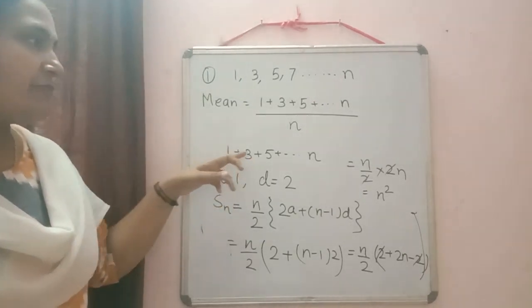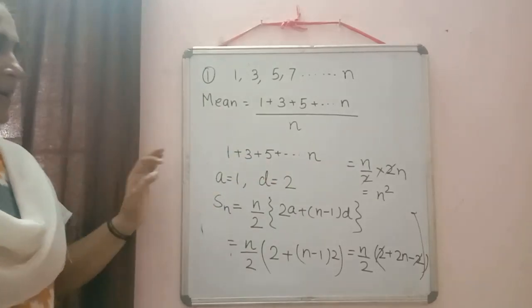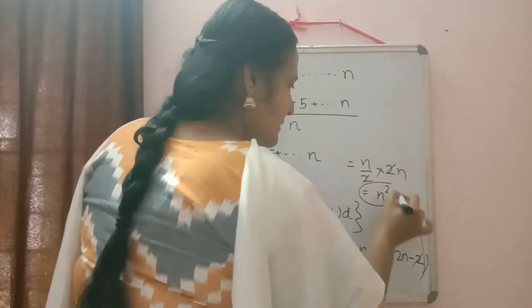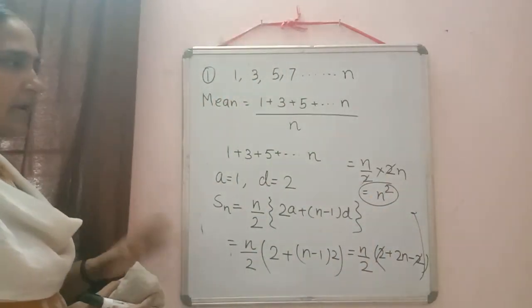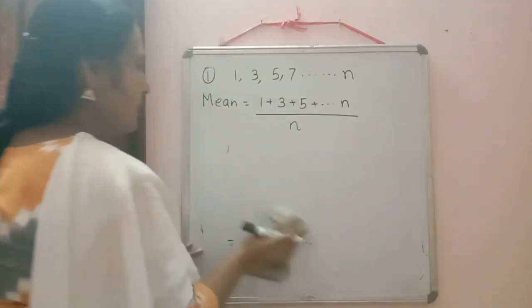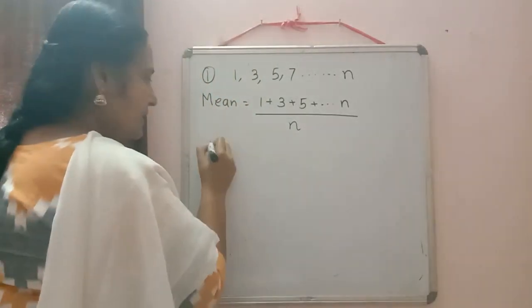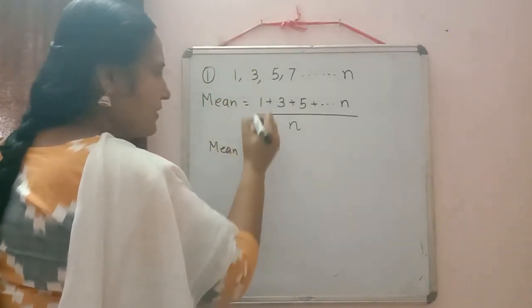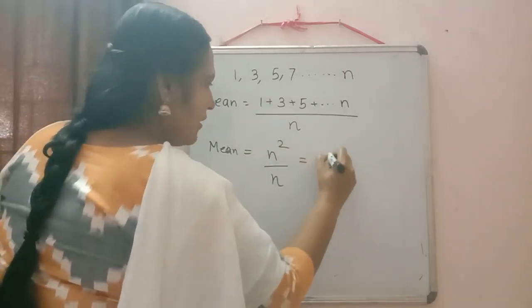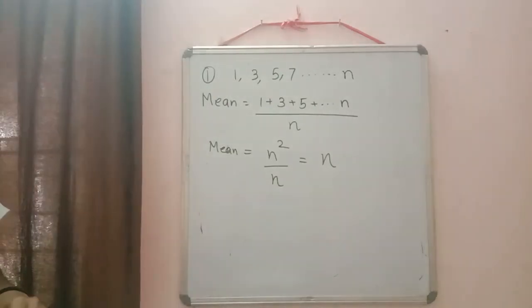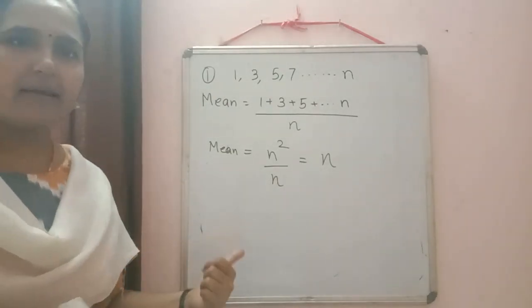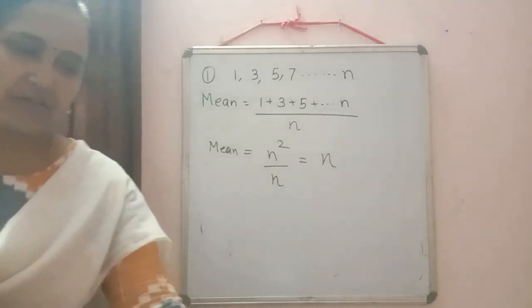Find the sum of first n odd natural numbers. So the sum of first n odd natural numbers is n square. So we calculated the sum. Now we will write down the mean. Mean is equal to what we wrote, our sum we got here, n square by n. So the mean of first n odd natural numbers will be equal to n only. Clear? Okay. So we will do the next question.